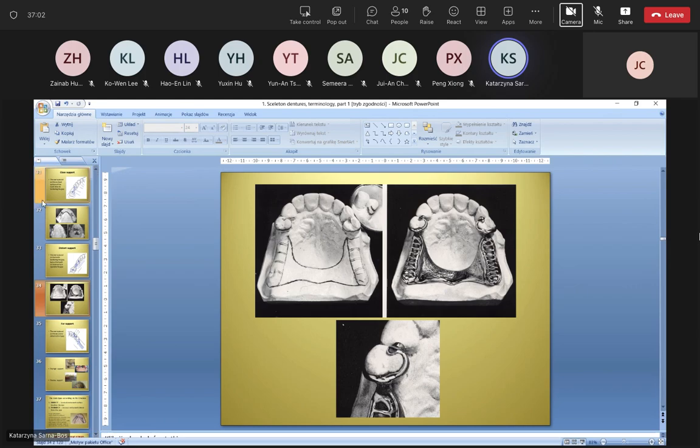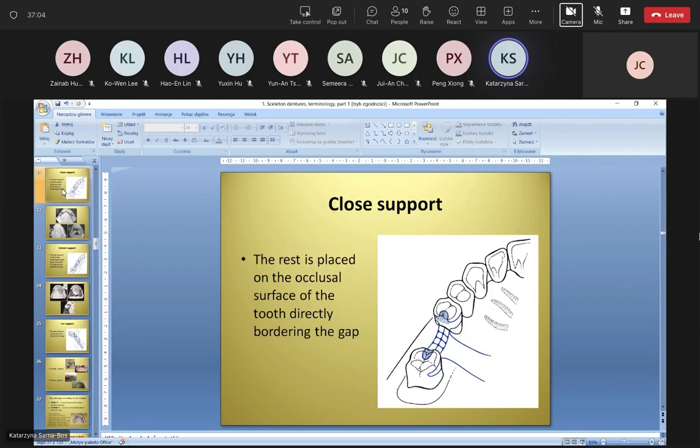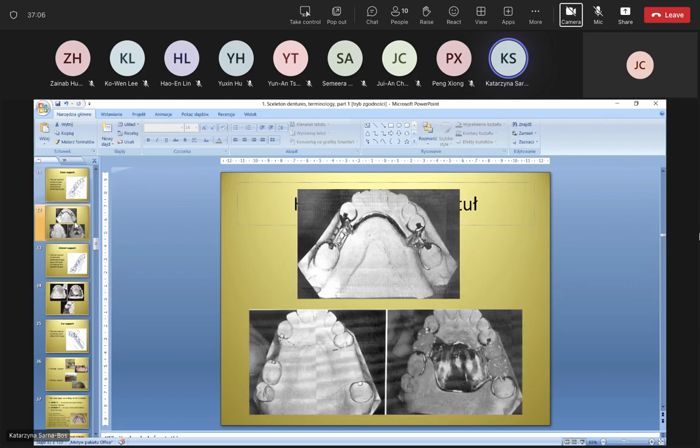Let's come back to the close support again. So this is the close support. And this kind of support we design when we have the third Kennedy class, so when we have the gap bordered by remaining teeth. So then you can design the close support.